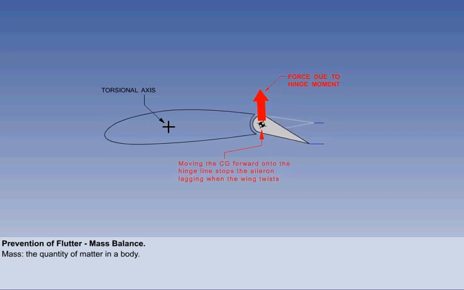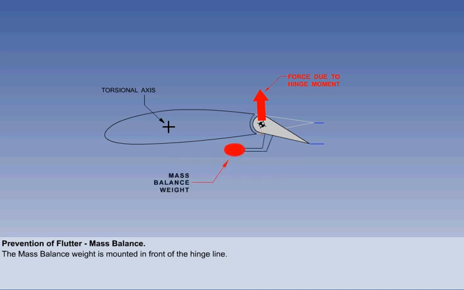surface deflection. A weight is added in front of the hinge to move the CG of the control surface forward onto the hinge line. To minimize the size of the mass balance weight, the weight is sometimes mounted on an arm, as illustrated.